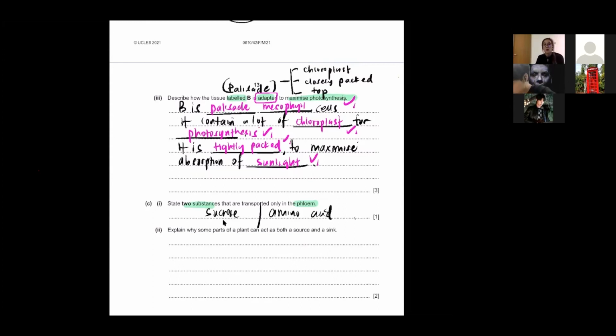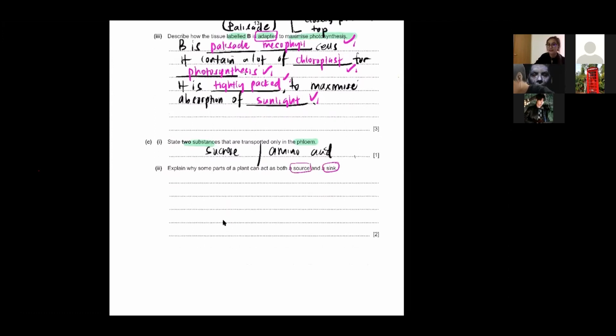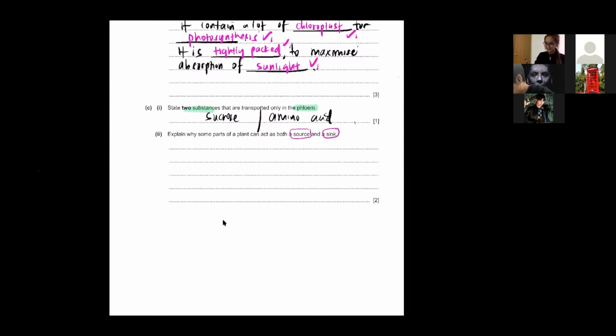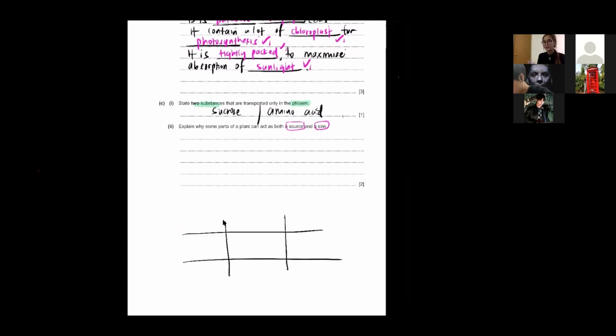Okay, guys. Why can some part of the plant act as both source and sink? I want you guys to copy the table. Of course, in the exam, they might ask you differently, or this one could be 4 marks. So you need to write down as many info as you can.